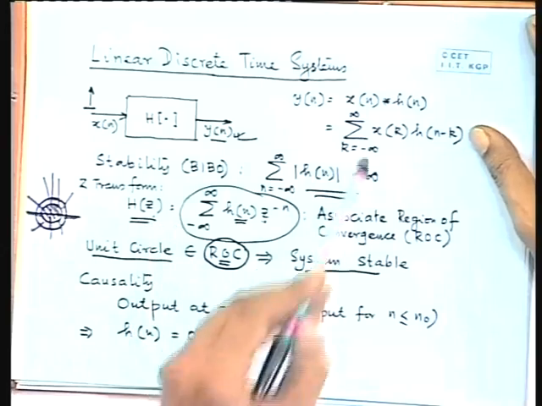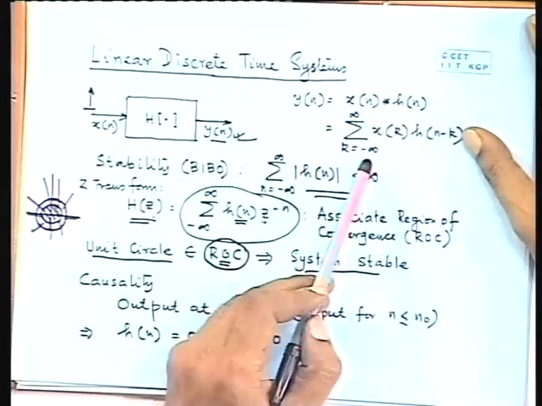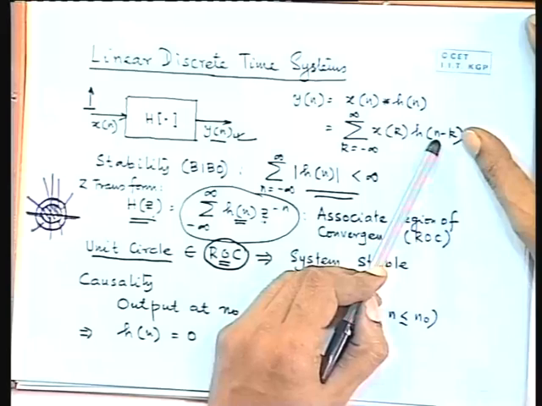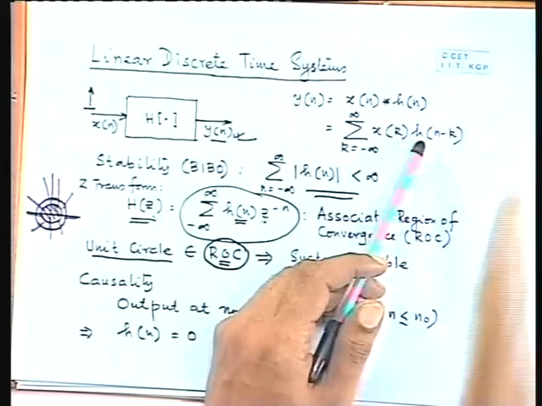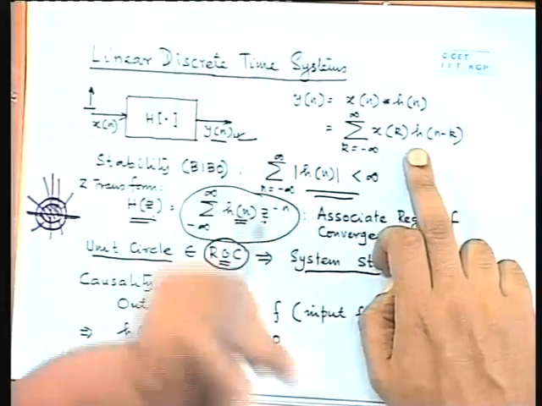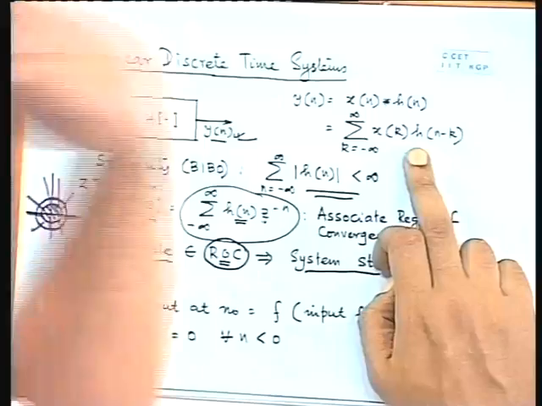The system in general is not causal, because, look at this. What does it mean? What is h[n-k]? h[n-k] is actually the impulse response for an impulse occurring at k. So this output y[n] merely says that it is the summation of all such responses. x[k] is an impulse occurring at k, that will give a response x[k] into h[n-k]. Now you add up all these responses, then you get the total response. That is what this summation is saying.